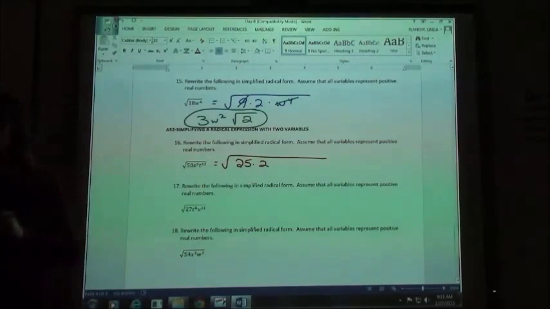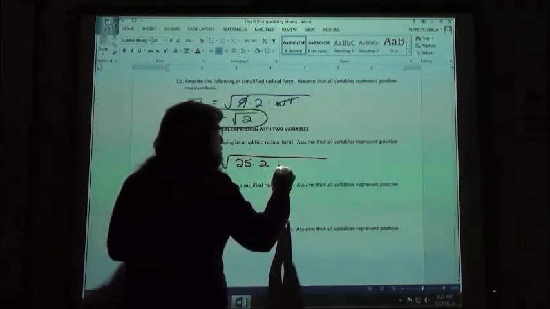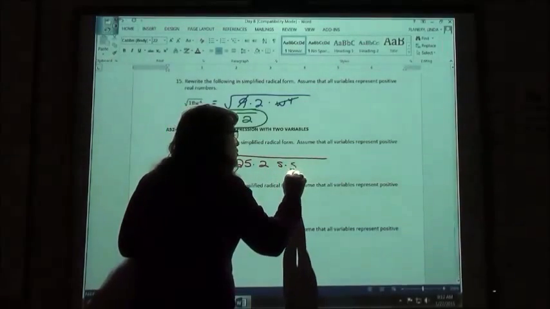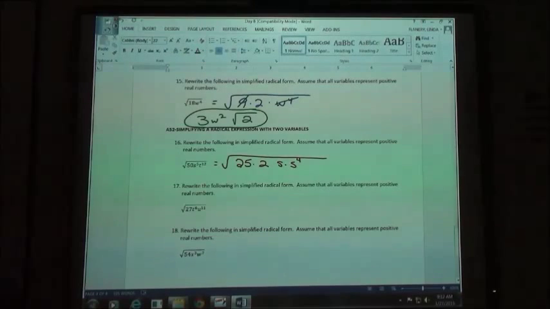We have an s to the 5th power. Since it has an odd exponent, we're going to take 1 out and we're going to factor it into s times s to the 4th power. Now the t to the 12th has an even exponent. That's what we want, so we're going to leave that one alone.